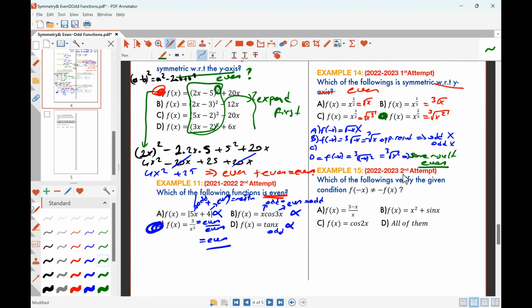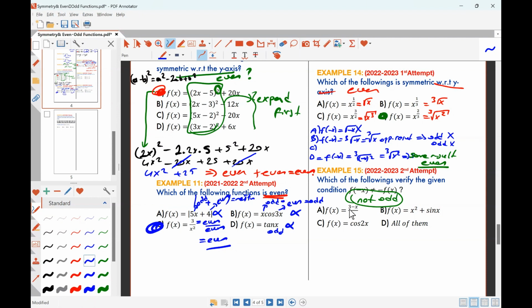Okay, 2023 second attempt, the same year. Which one verifies the given condition? F of minus x is not equal to minus f of x. What is this condition? If there were an equality here, this condition would be the condition for an odd function, right? But there is no equality, there is an inequality. So we will say this is not an odd function. The question is asking which option is not odd. So check each option one by one.